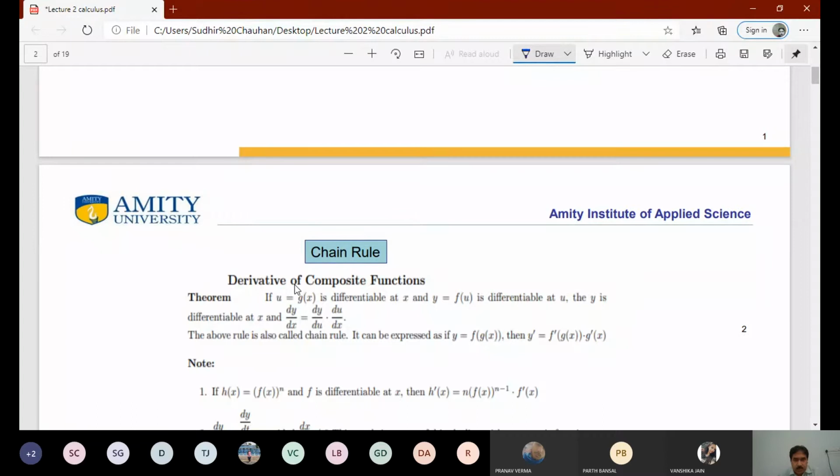The chain rule is also called the function of a function rule. It can be expressed as y is equal to f of g(x), where g(x) is a function of x, and if we differentiate it, we get y dash, that means f dash of g(x) and then the differential coefficient of g(x), which is g dash x.